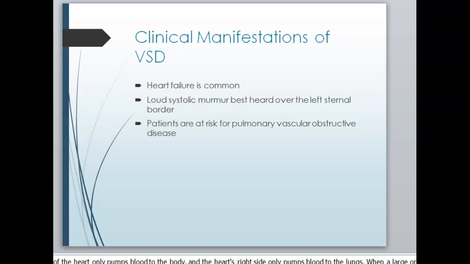So normally the left side of the heart only pumps blood to the body, and the heart's right side only pumps blood to the lungs. And you remember that, and if you watch Khan Academy, it will review that for you. When a large opening exists between the ventricles, a large amount of oxygen-rich or red blood from the heart's left side is forced through the defect into the right side. This blood is pumped back to the lungs, even though it has already been refreshed with oxygen.